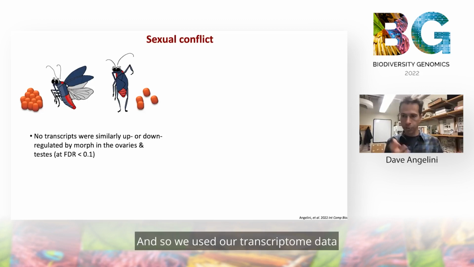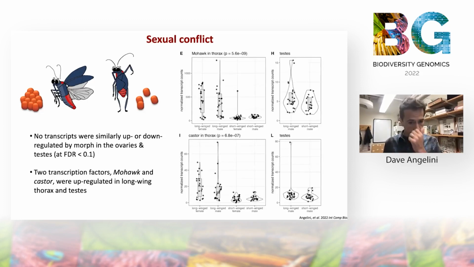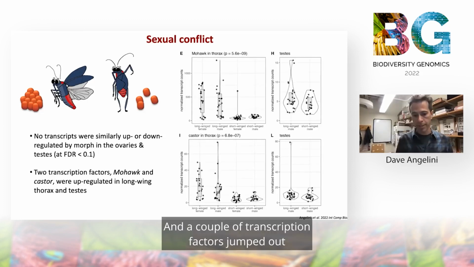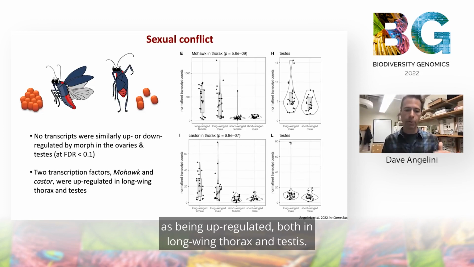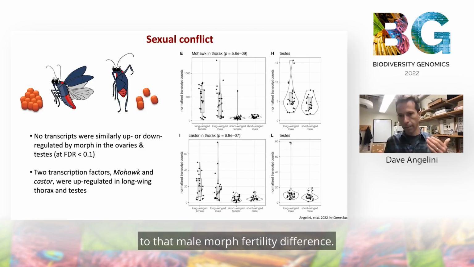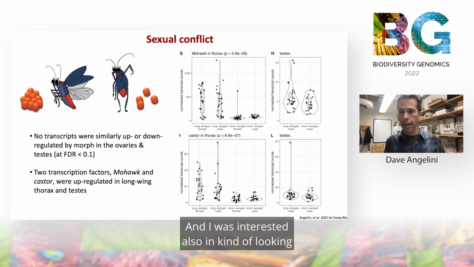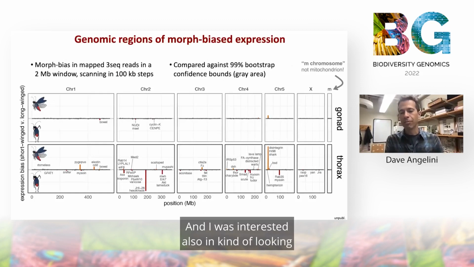And so we used our transcriptome data to try and get a handle on why that might be. And a couple of transcription factors jumped out as being upregulated both in long wing thorax and testis. And possibly this could relate to that male morph fertility difference. So these are mohawk and castor. And I was interested also in kind of looking again at the genome.